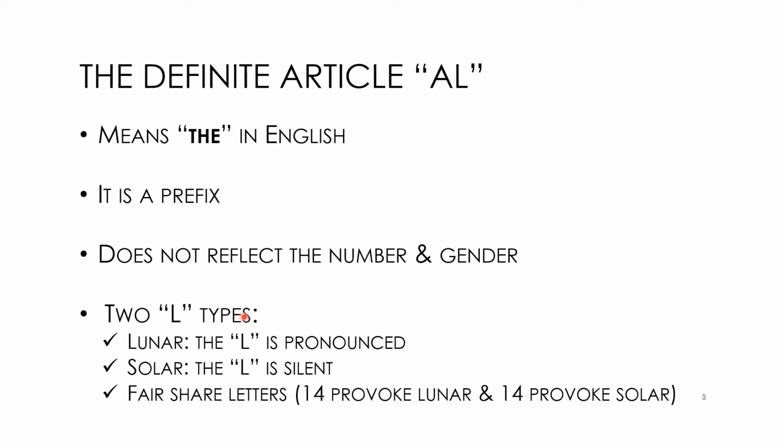In addition, the L sound of the definite article has two types. Lunar, when the lam is pronounced. Solar, when the lam is silent. Now, the Arabic language has 28 letters, which have a fair share when it comes to lunar and solar distribution. That is, 14 letters provoke the lunar lam and 14 letters provoke the solar lam. As a memory aid, remember that the word solar and the word silent start with an S.